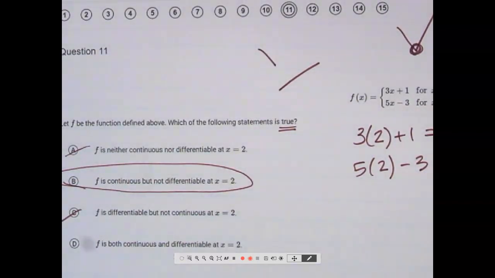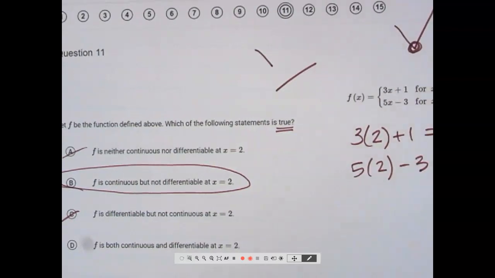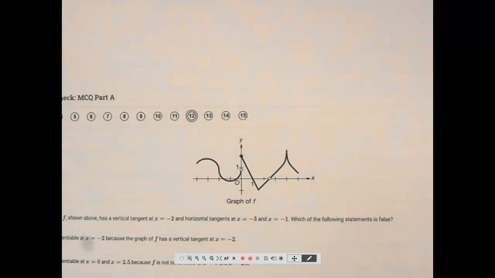Does that make sense? Yeah. All right, lovely graph here.